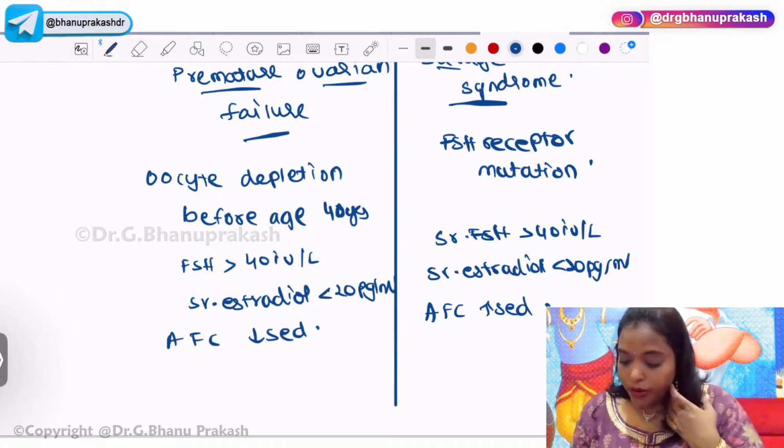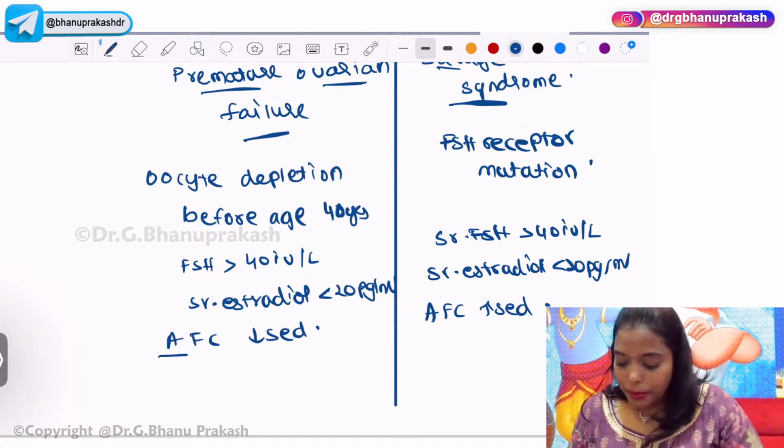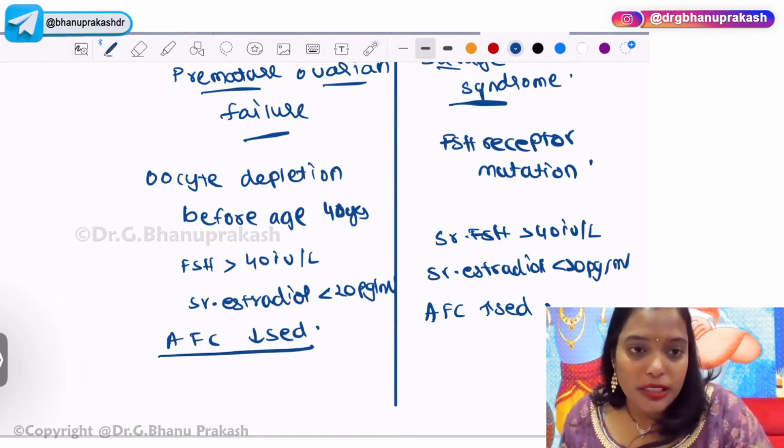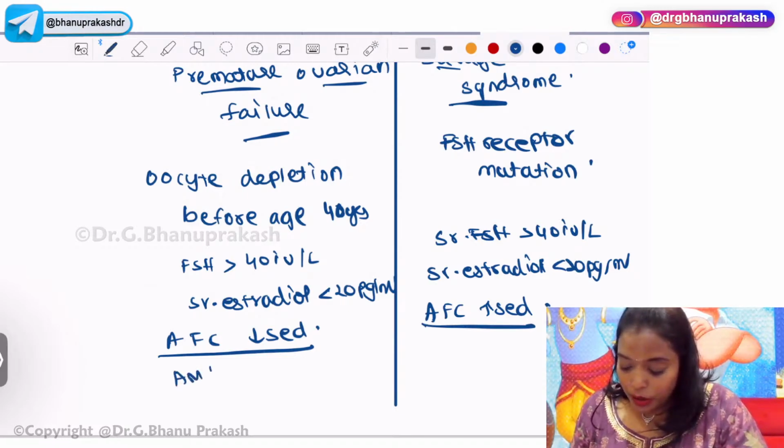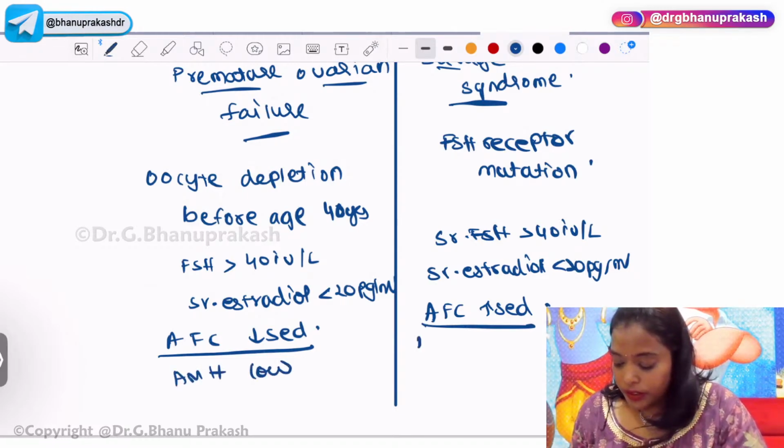See, how do we differentiate? Here in premature ovarian failure, antral follicle count is decreased. Here antral follicle count is increased. Here AMH will be low. Here AMH will be more.